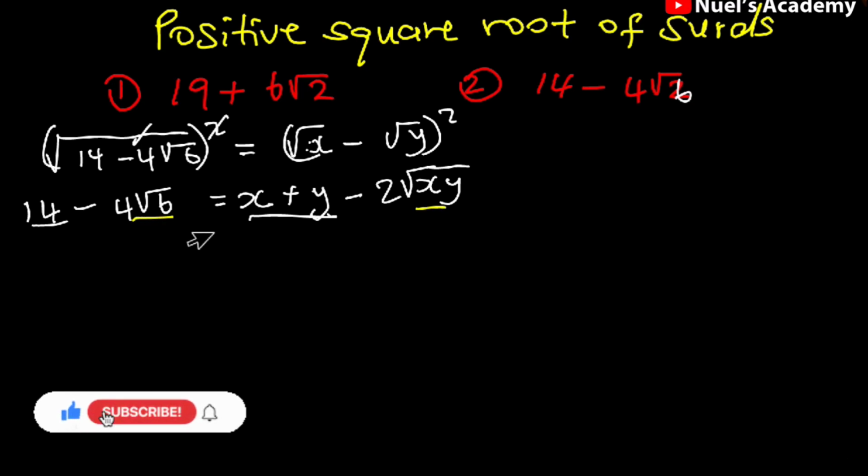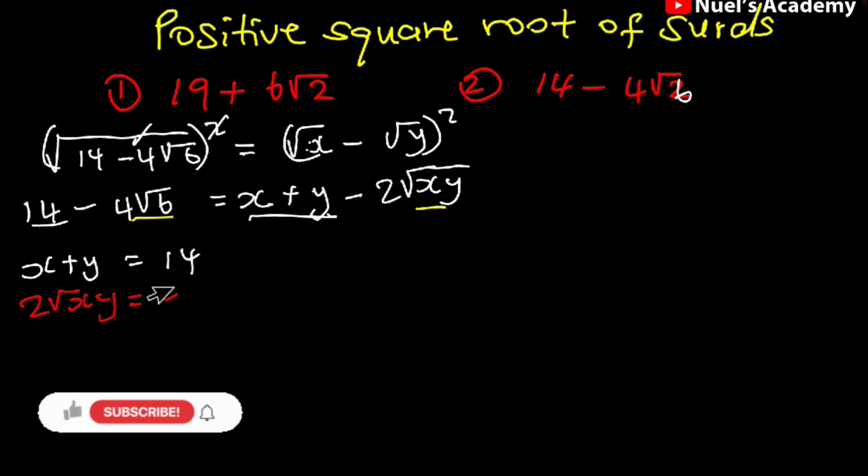So when we do that, we're going to write x plus y is equal to 14, and then 2 root xy is equal to 4 root 6. So let this be our equation I, and this be our equation II.